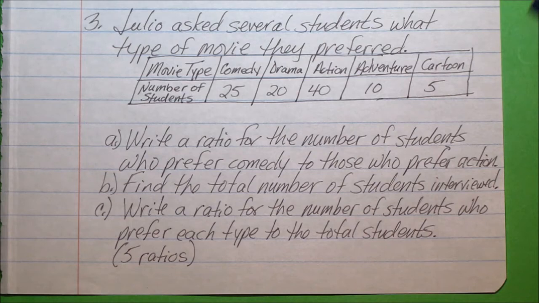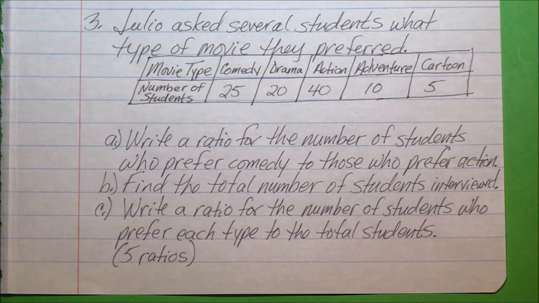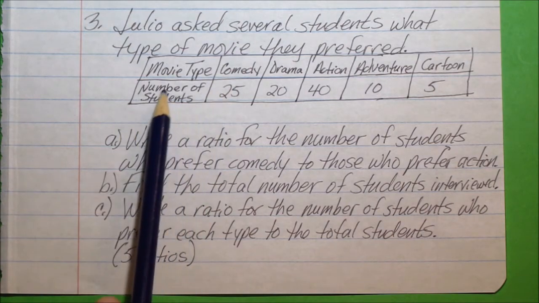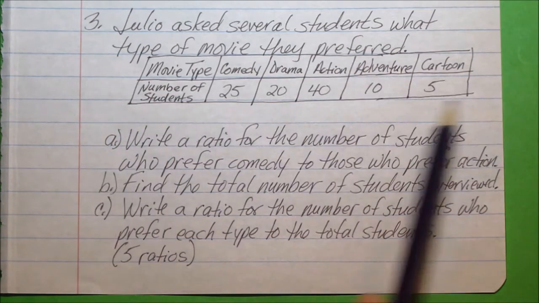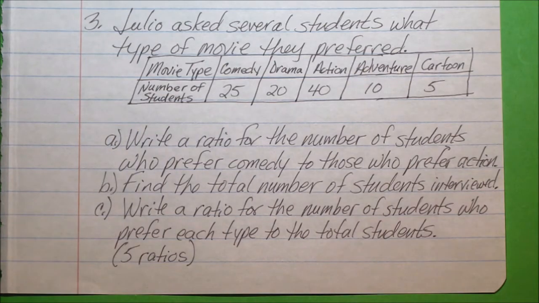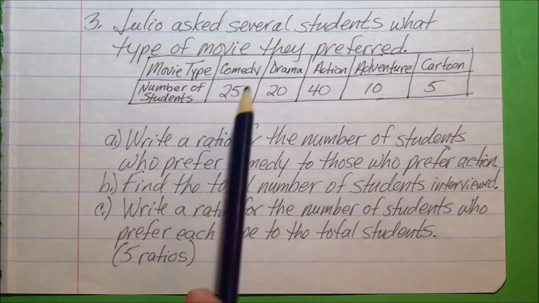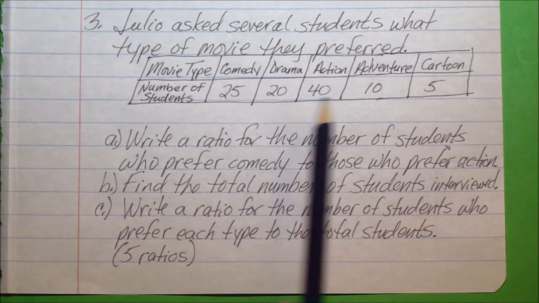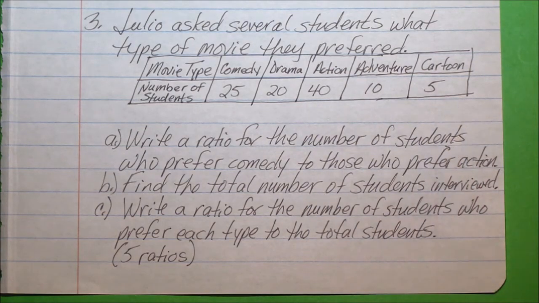Julio asked several students what type of movie they preferred. So this is somewhat similar to the chart that we did in our notes with the marbles, all right? So this row is the type of movie, and this row is the number of students who said they preferred that type of movie. So when he asked all these students, 25 of them said comedy, 20 said drama, 40 said action, 10 said adventure, and 5 said cartoons.